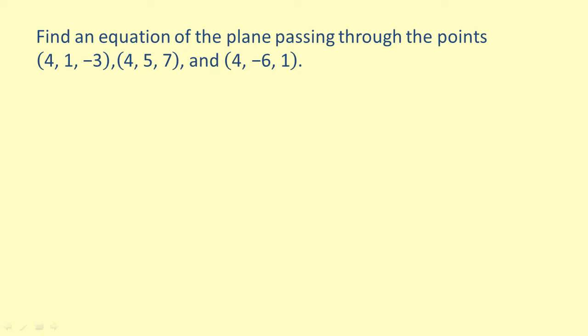This question gives us 3 points and asks us to find an equation of the plane passing through them. Now, it might look a little daunting, but let's look closely at the points we have been given. Notice that each of the points has the same x-coordinate while the y and z coordinates vary. That is, all points on this plane will be of the form 4, y, z.